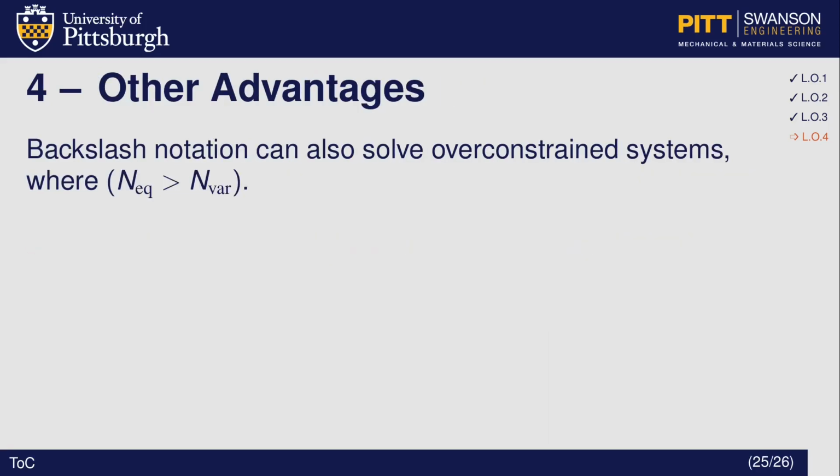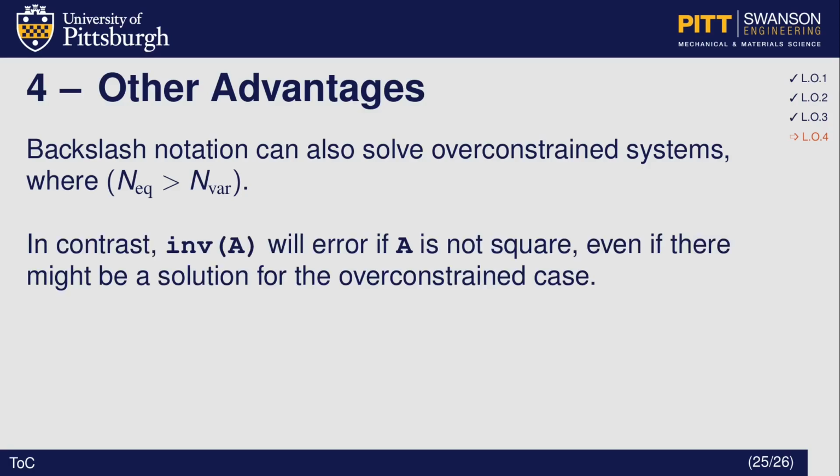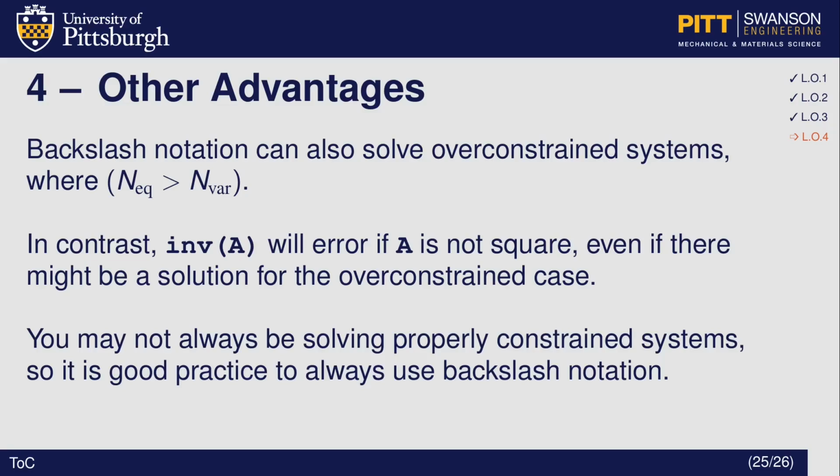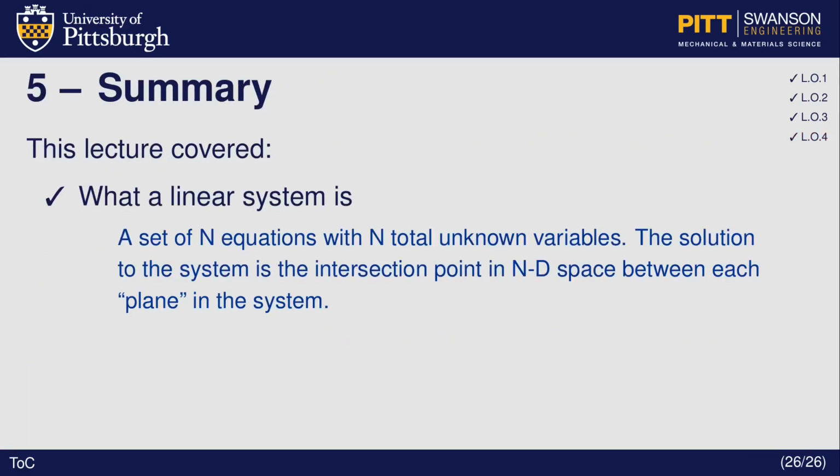choose. Now, useful for some more advanced problems, backslash notation can actually solve over-constrained systems where the number of equations is greater than the number of variables. In contrast, the inv command will error if A is not square, even if there might be a solution for the over-constrained case. You may not always be solving properly constrained systems, so it is good practice to always use backslash notation.